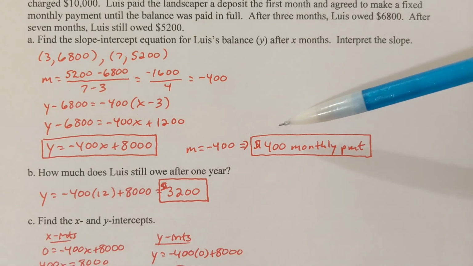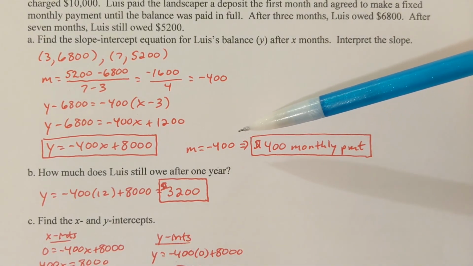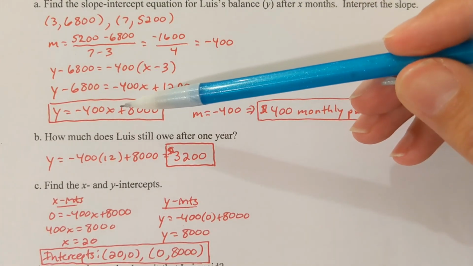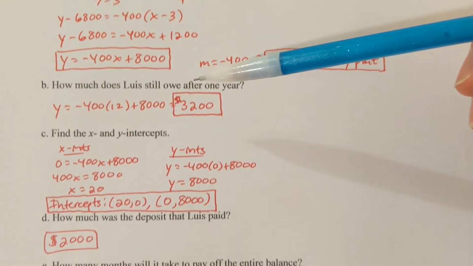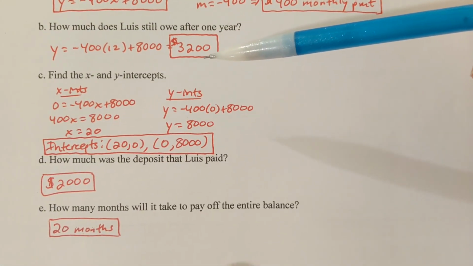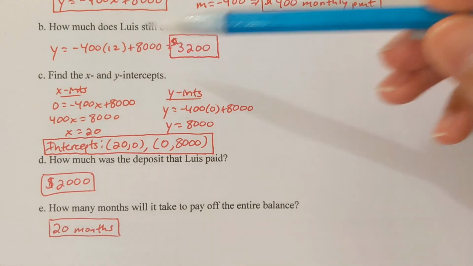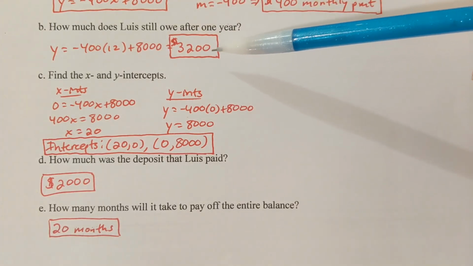And of course, this person is losing money over time, so that's why that's a negative. It wouldn't make sense if the value of the slope is positive, because nobody's giving that person money. The person is losing money. How much does Luis still owe after 1 year? After 1 year is 12 months, so I would just let x be 12, and $3,200.